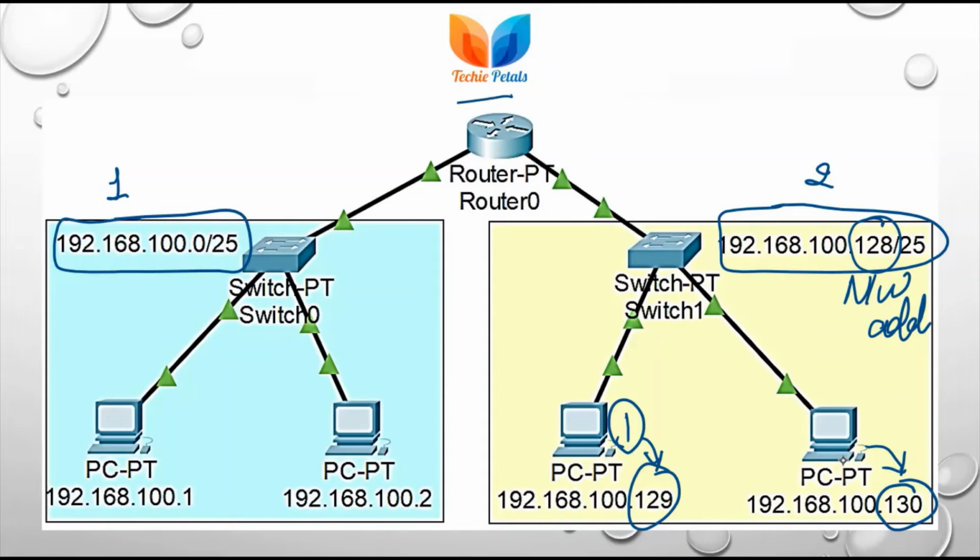Next, we need to configure the router. We will see it in practical also. So we need to configure the router also. Right now the router cannot send anything to the network, meaning the router is not going to identify this subnet or this subnet.